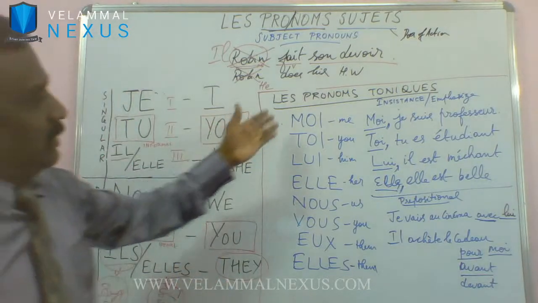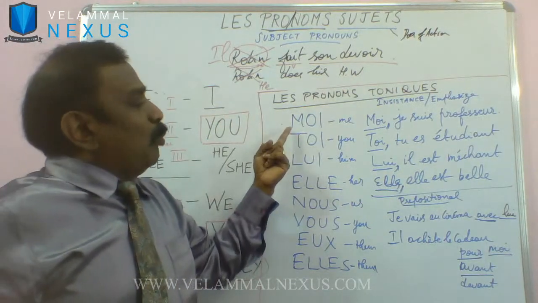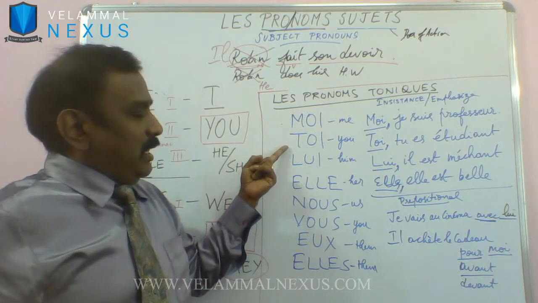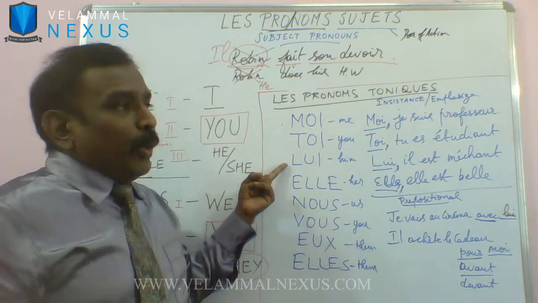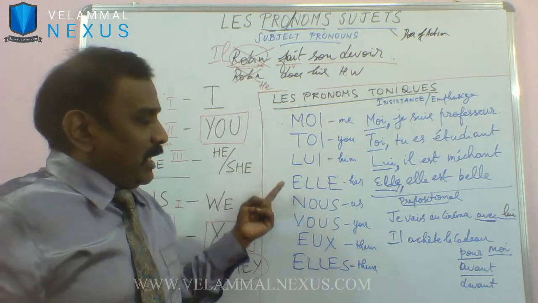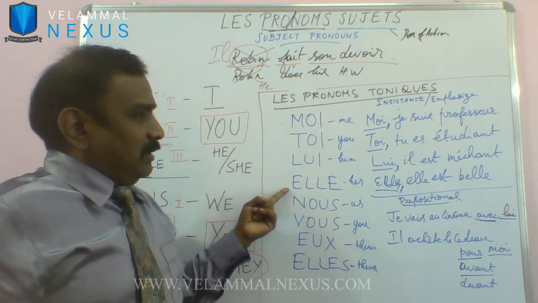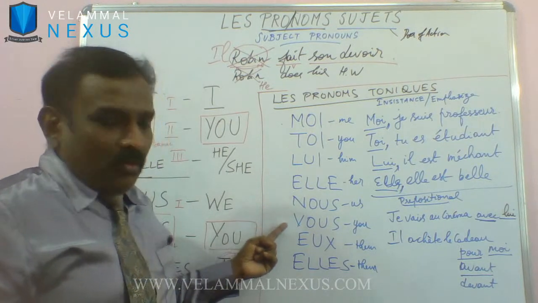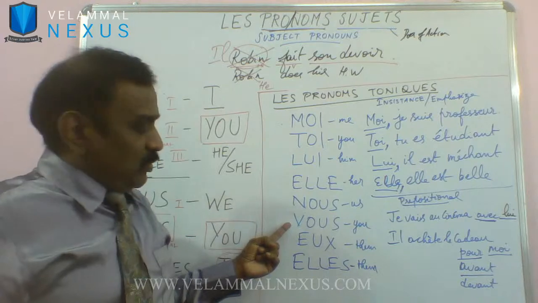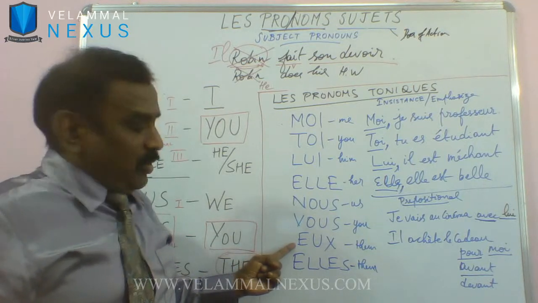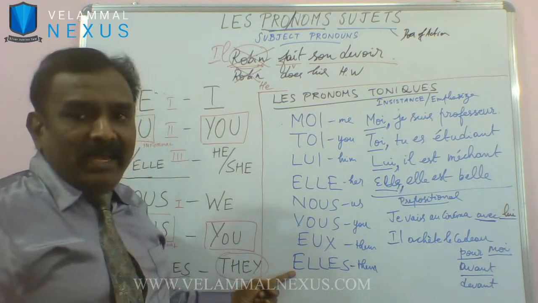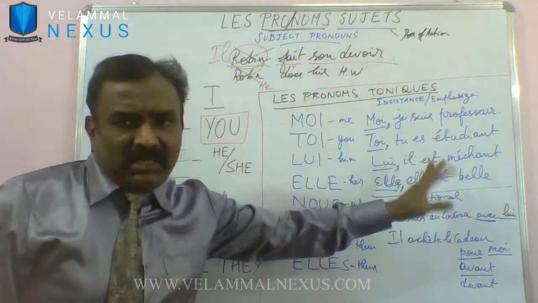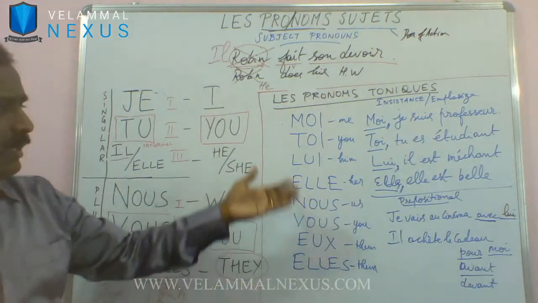Next, pronoun tonique. Moi, toi, lui, elle, nous, vous, eux, elle. These are pronoun tonique. There are several usages, but it's enough that you know a few. You can easily use it.